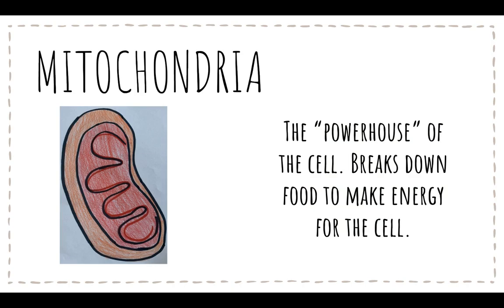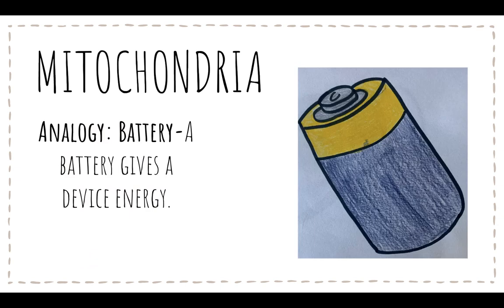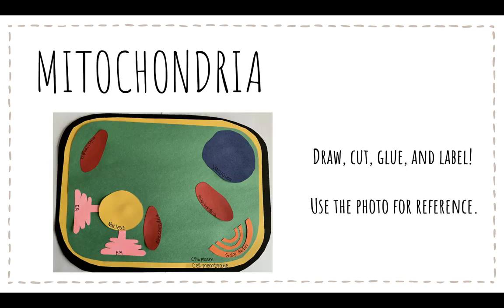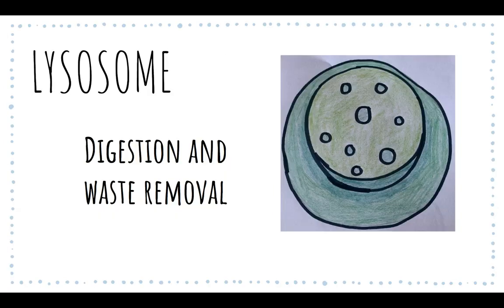Mitochondria, the powerhouse of the cell. Breaks down food to make energy for the cell. The analogy is a battery. A battery gives a device energy. Red paper. Draw, cut, glue, and label. Use the photo for reference.